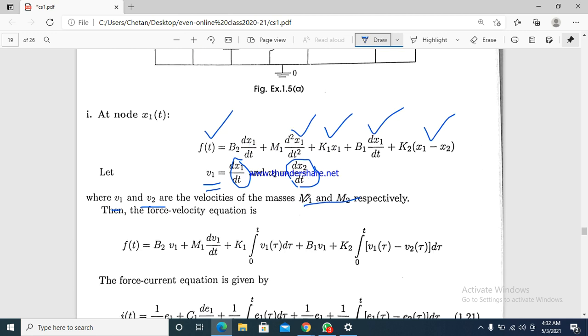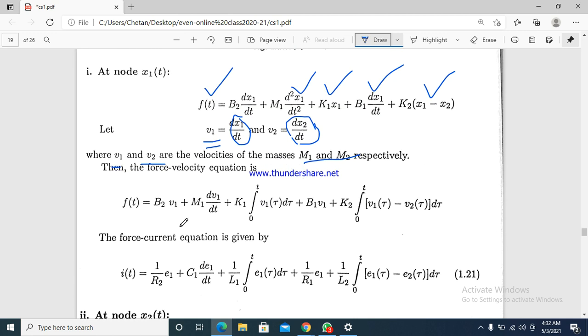Next, the force-voltage equation can be written as in the previous case. First replace dx1 by dt by v1, and dx2 by dt by v2. So dx1 of t by dt is v1, and d square x1 by dt square is dv1 by dt. Next, x1 can be written as the integral of v1.